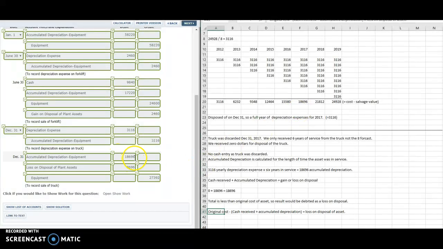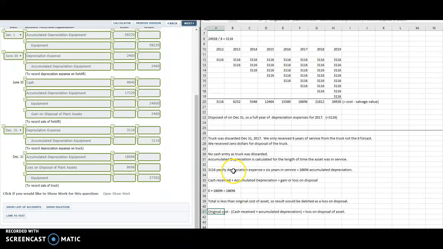So we record that as a debit, accumulated depreciation, for the amount of depreciation that we received during the time of service of the truck. And then we learned that they just disposed of the truck or discarded the truck, so they received $0 for the truck itself at the time of disposal. So there would be no cash journal entry here because they didn't receive anything for that truck. And then we would credit the full value that they paid for the truck, which is $27,392. And again, we need to determine if it's a loss or a gain on plant assets.